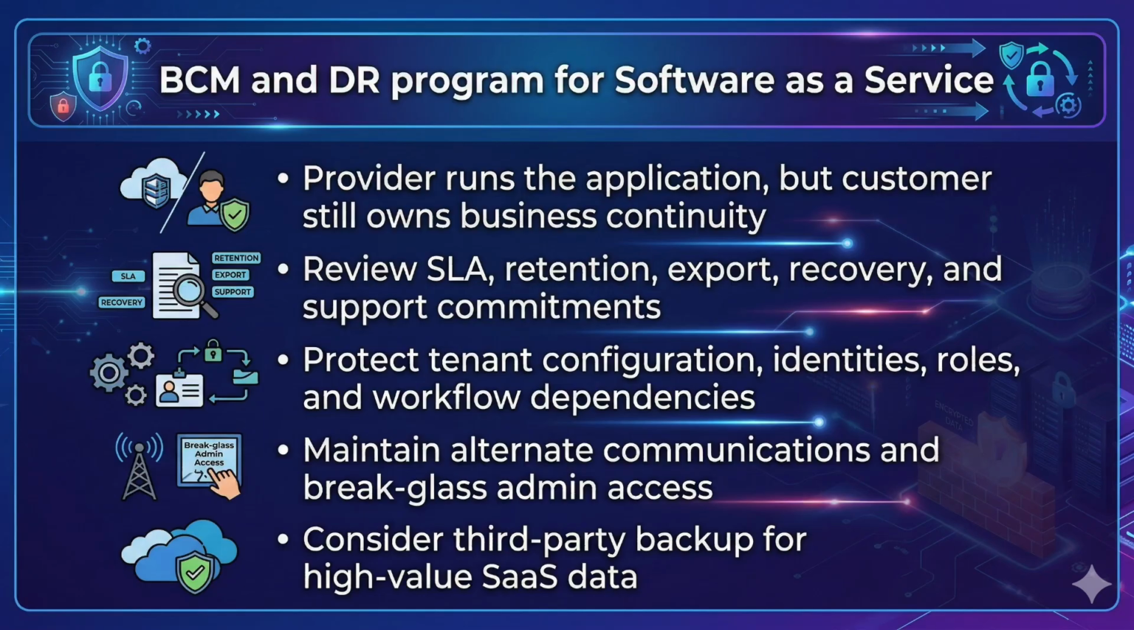It should examine data retention, export capabilities, administrative recovery, support escalation, legal hold requirements, and any limits on restore scope or timing. The organization must also protect tenant-specific configurations such as roles, identity federation settings, workflow rules, dashboards, reports, and integrations with other systems. In many SaaS environments, losing configuration can be almost as damaging as losing data.